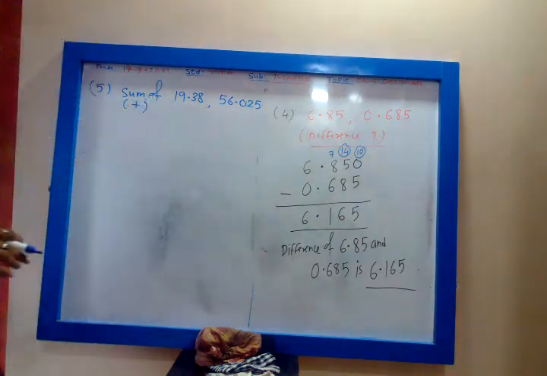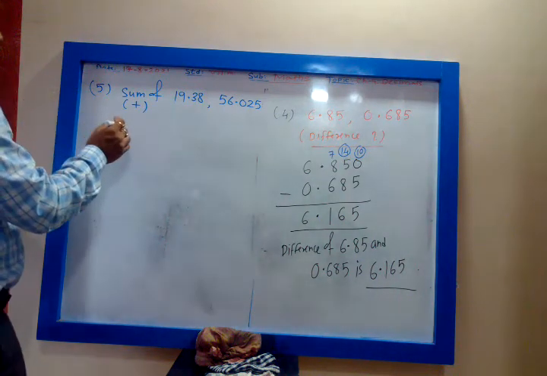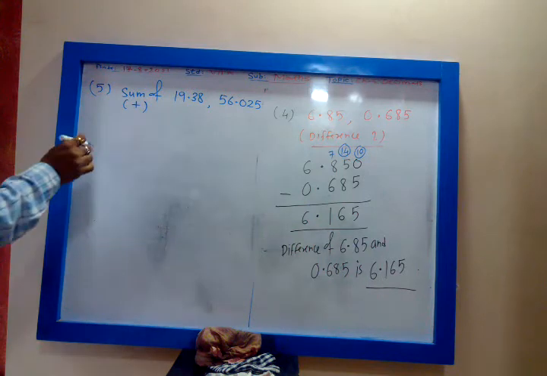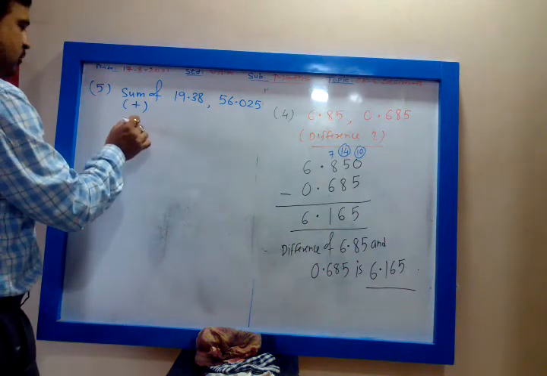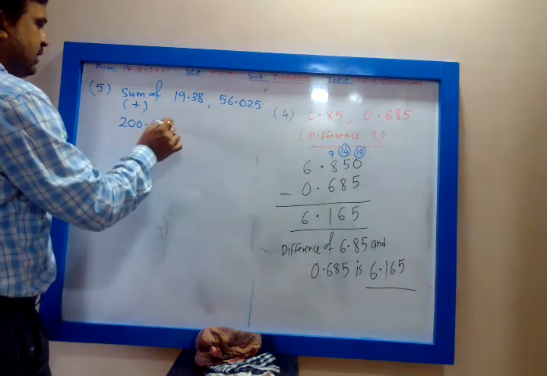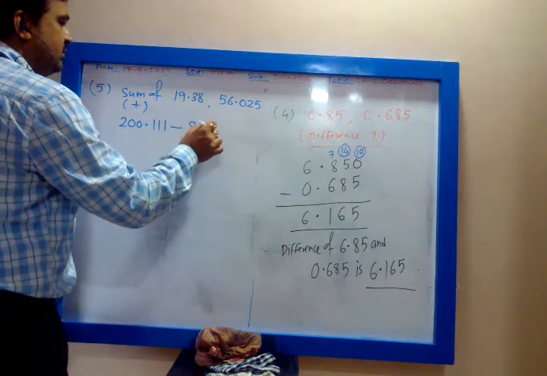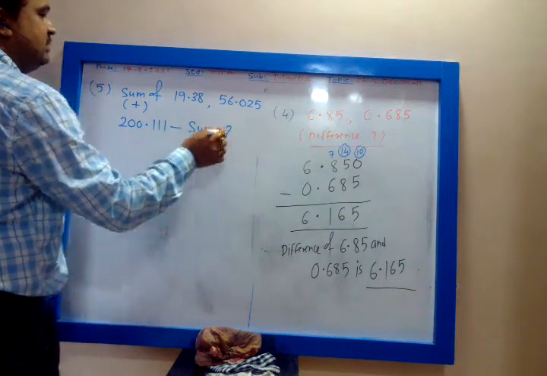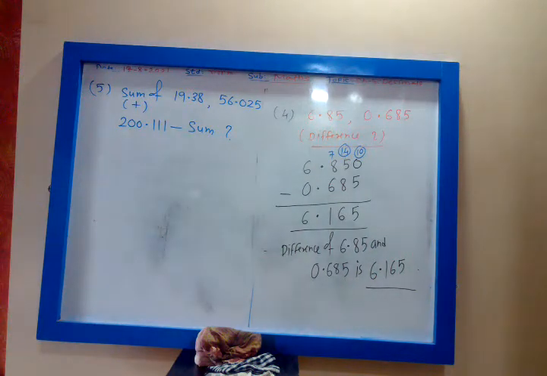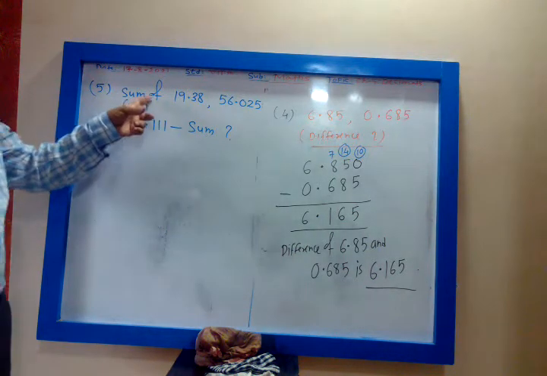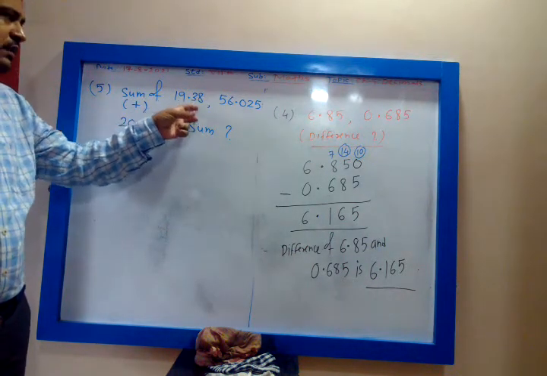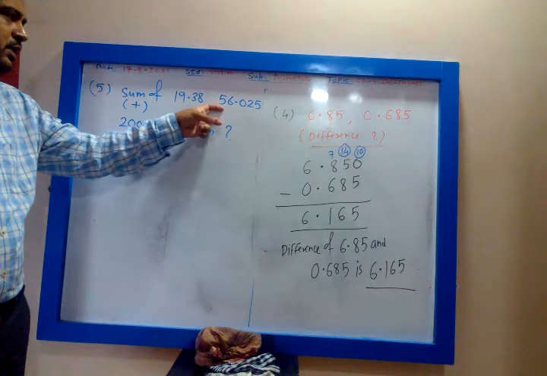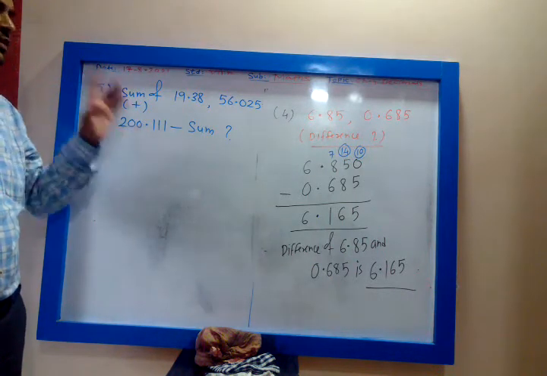Okay. After finding the sum of these two, you have to subtract it. You have to subtract the sum from 200.111. Subtract means minus, and that answer you have to find. Okay. Understanding the question? Have you understood the question? You have to find the sum of these two. Then whatever is the sum or total, that total you have to subtract from 200.111.